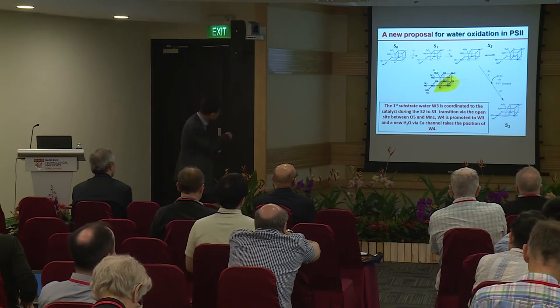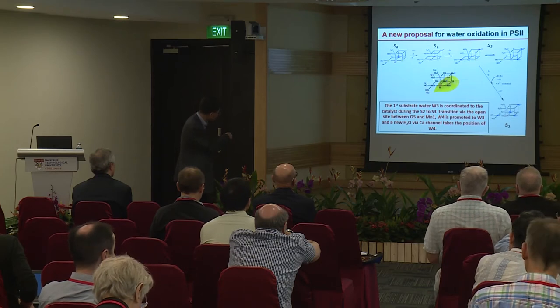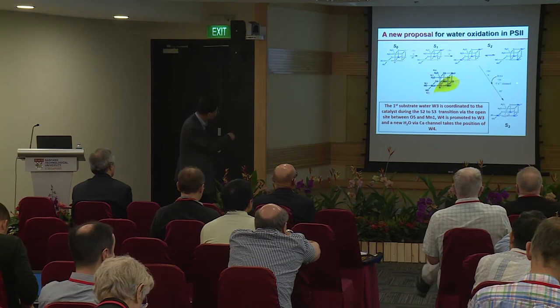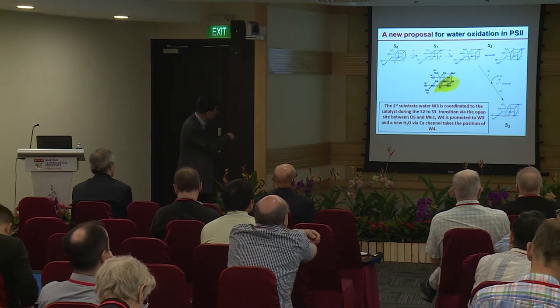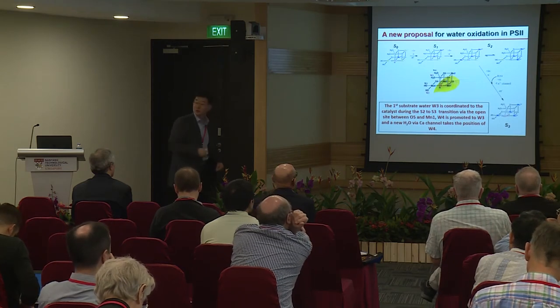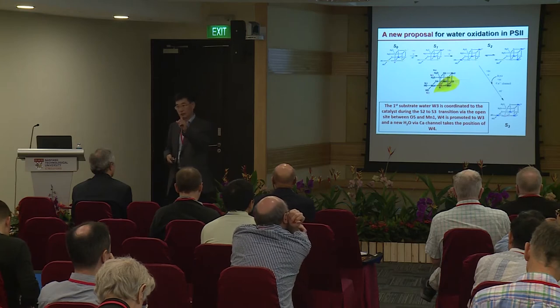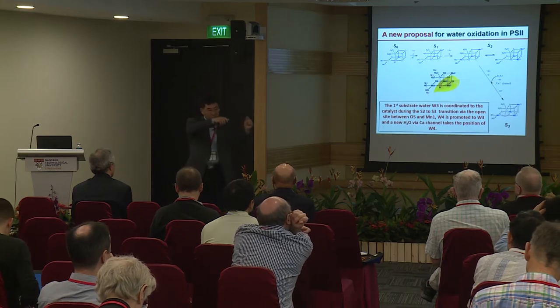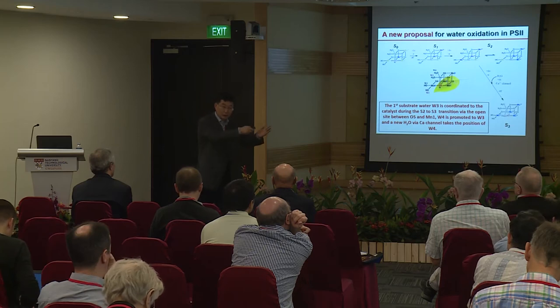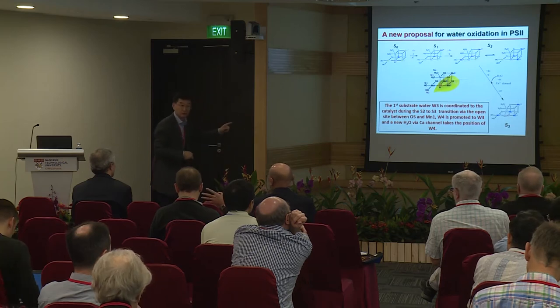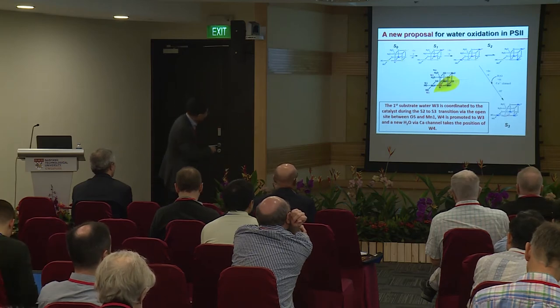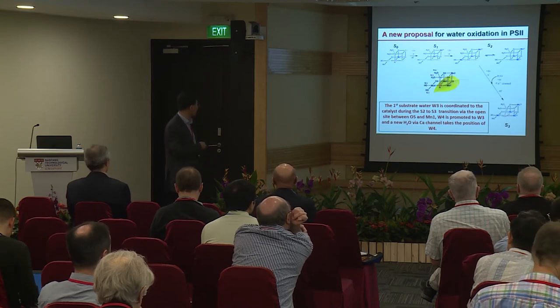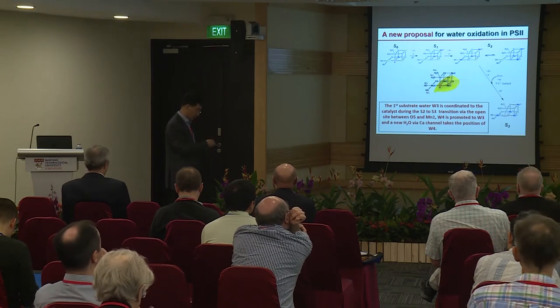So the existing W4 promoted the W3. W3 inserted into this one, and the new water molecule through the calcium channel takes the position of W4. Okay, so you see the water comes by keeping the line, keeping the queue into the active site. And here the question is, how is this possible?